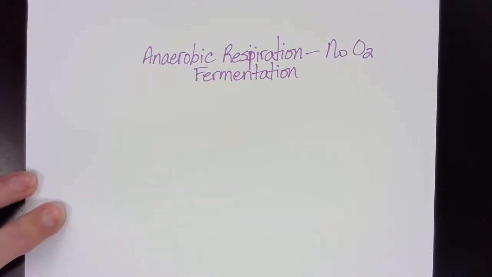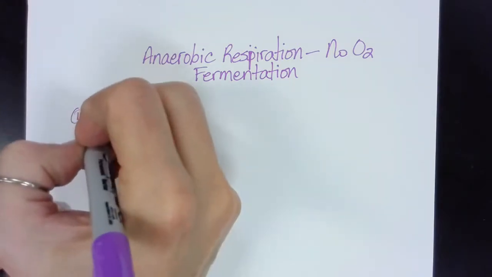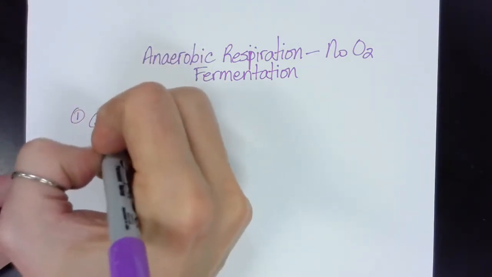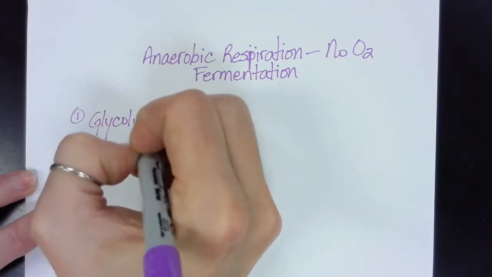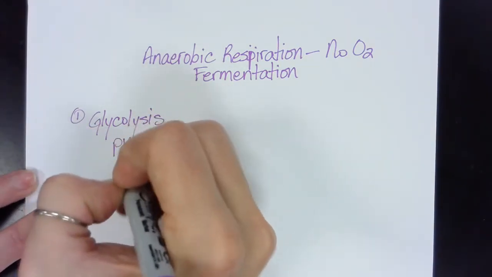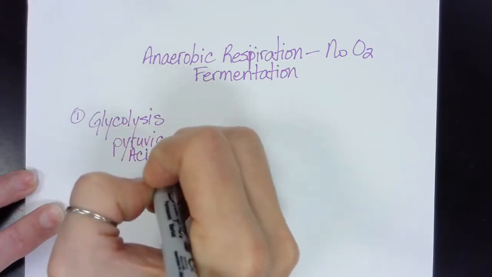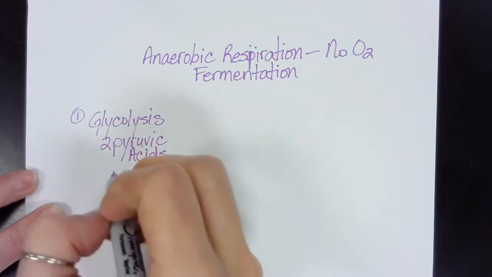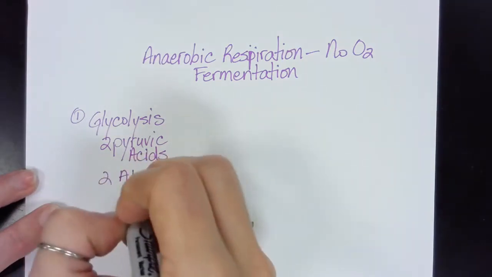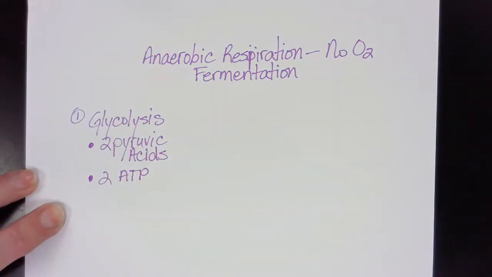So first off, how does this work? It goes along with the same process as before, starting with glycolysis. So from that we're going to get our 2 pyruvic acids, and 2 ATP. That's what we get out of glycolysis. Now it's going to stop here.